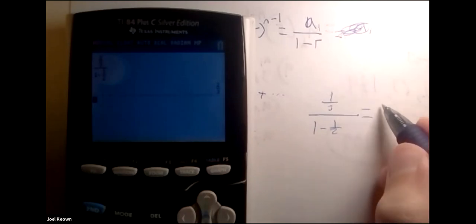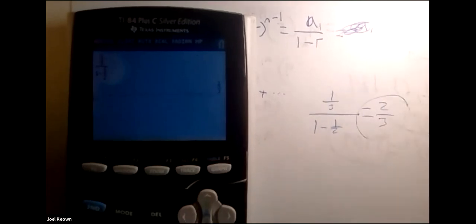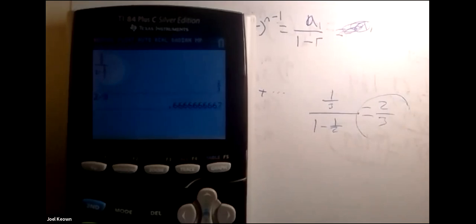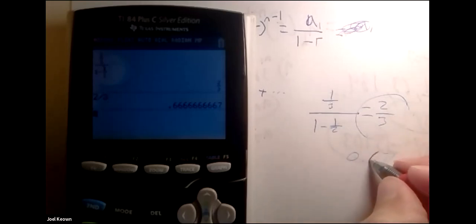Minus, so there we go. And I end up with a fraction answer. My fraction answer is 2/3, or if I'm doing this as a decimal, 2 divided by 3 is 0.66 repeating, or I'll just round to 2 decimal places and say 0.67.